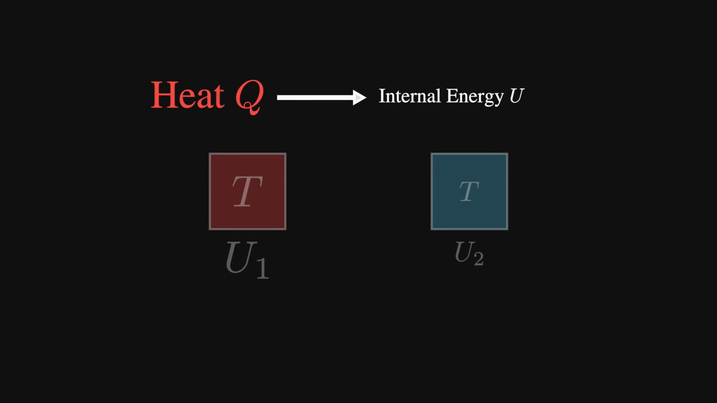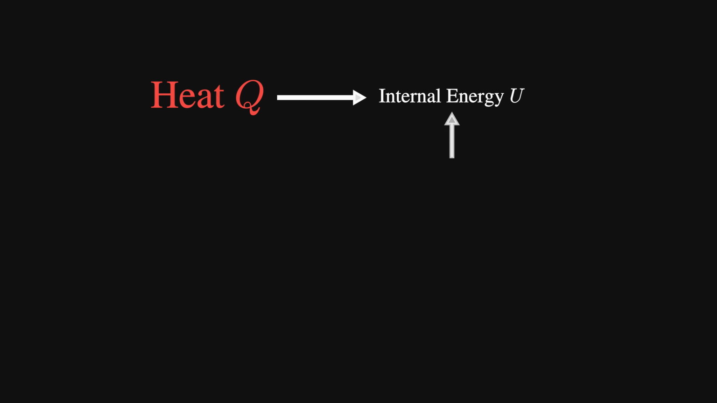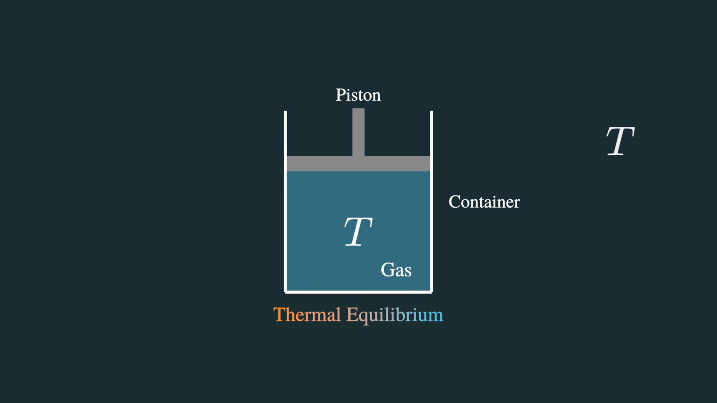So this begs the question, is heating the only way to change a system's internal energy, and therefore its temperature? This leads us to a very important historical experiment, involving a gas sealed in a cylinder, with a movable piston on top. The gas is trapped inside, but the piston can slide up and down. Initially, the gas is in thermal equilibrium with its surroundings, meaning there is no temperature difference, so no heat flows in or out of the system.